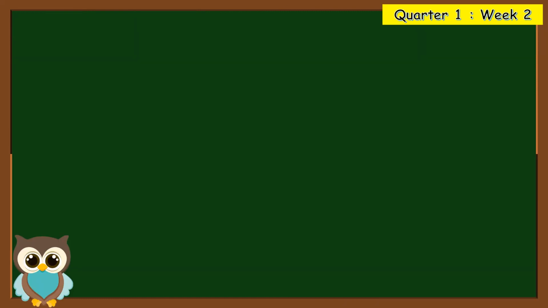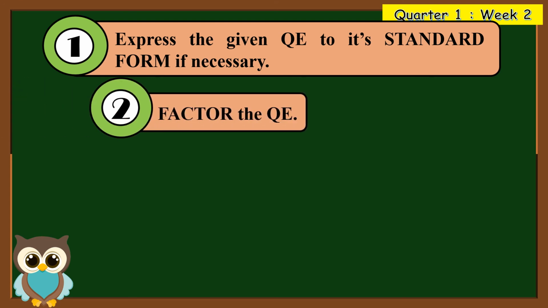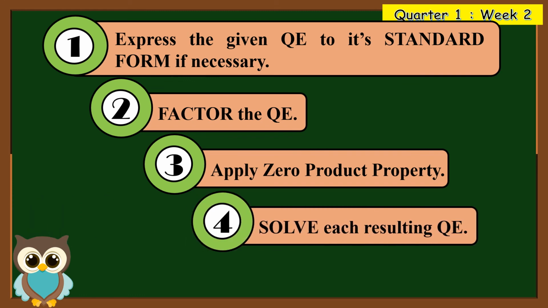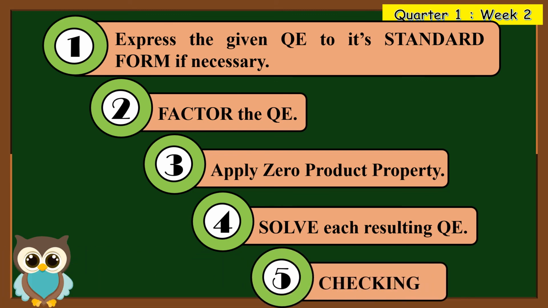So again, to recall or to have a wrap up of our discussion on how we are going to solve a quadratic equation by factoring. The first step is that you have to make sure that the given quadratic equation is expressed in its standard form. Then the second one, we can now factor the quadratic equation. Third, apply the zero product property. For the fourth one, we have to solve each resulting equation. And for the last part, we have to do the checking.